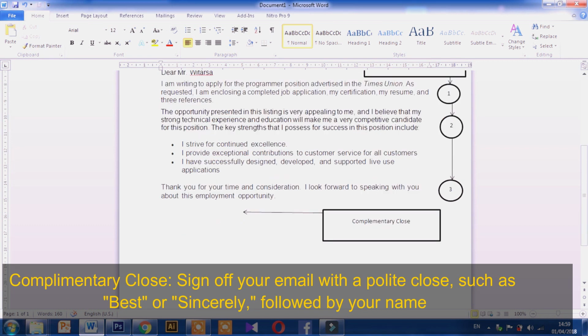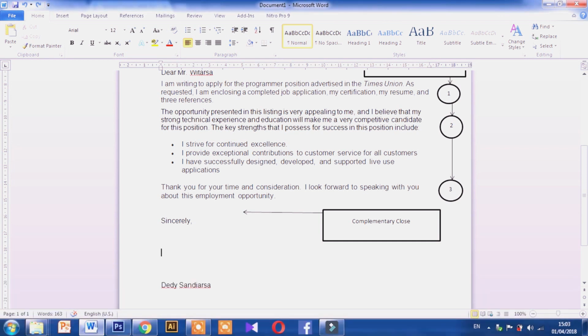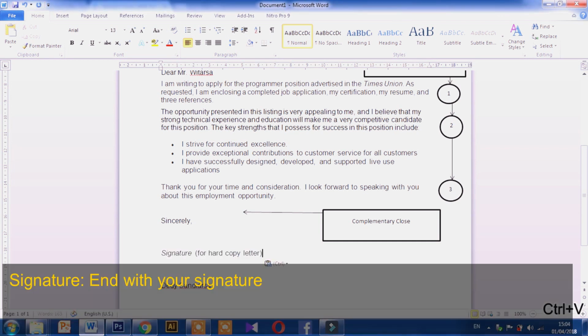Complimentary clause. This is the fourth one. Sign off your letter with a polite clause such as best or sincerely, followed by your name. And the last one is signature.